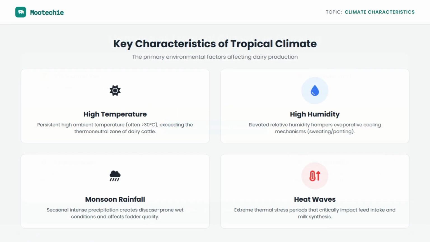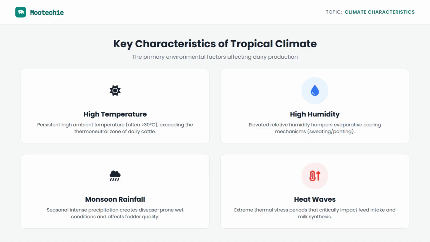Let us now focus on the key characteristics of tropical climate that influence dairy production. One major characteristic is high temperature. Ambient temperatures often exceed 30 degrees Celsius, which is above the comfort zone of dairy cattle. Another important factor is high humidity. Elevated humidity reduces the efficiency of evaporative cooling through sweating and panting. Seasonal monsoon rainfall is also common. While it supports crop growth, it creates wet conditions that affect fodder quality. Heat waves further intensify thermal stress. These conditions directly affect feed intake and milk synthesis.